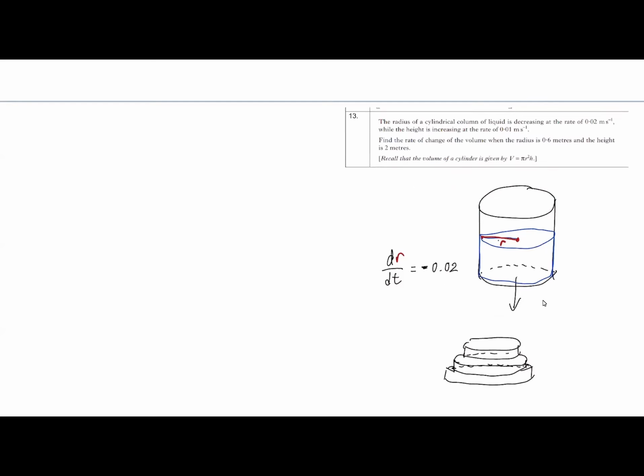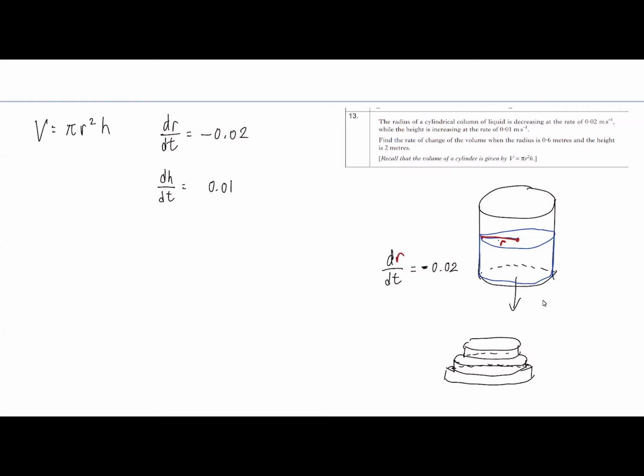Don't draw the diagram. Let's just write down the volume first. Volume of a cylinder, base area pi r squared multiplied by the height, right? What else is given? They tell us that the radius of a cylindrical column of liquid is decreasing at a rate of 0.02 meter per second. So dr by dt has to be what? Negative 0.02. Fair enough. Next, the height is increasing at the rate of 0.01 meter per second. So that will be referring to dh over dt equals 0.01. Do you need a minus sign? No minus sign, because it's increasing.